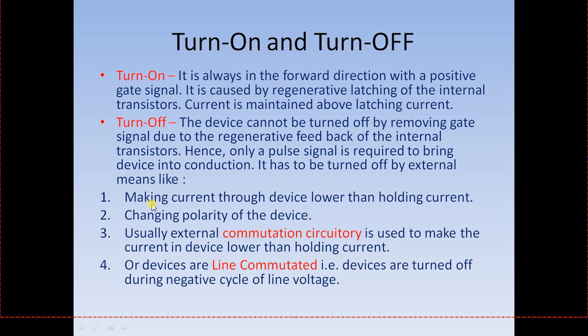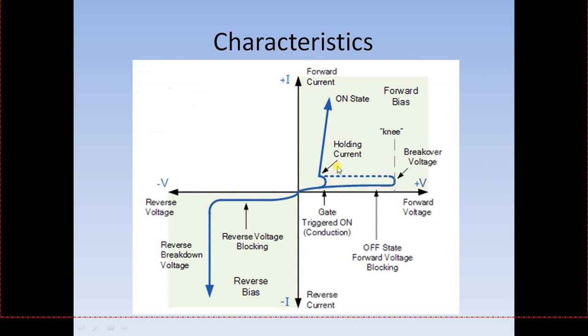Firstly, we can make the current through the thyristor lower than the holding current. So if a thyristor is conducting and it is conducting this much current, in order to stop or turn off this thyristor, we have to do something and bring the current from this level below the holding current, and then the thyristor would be turned off.